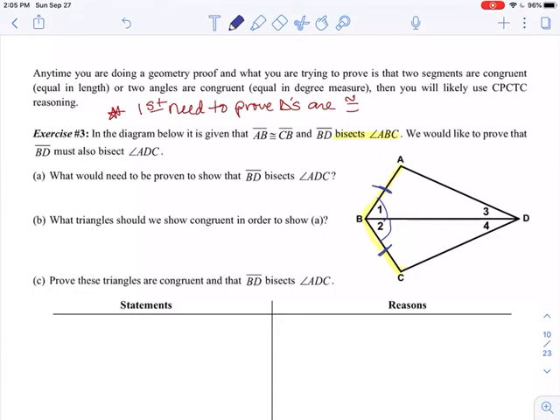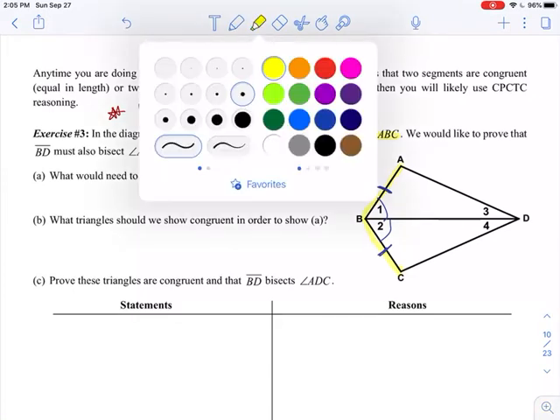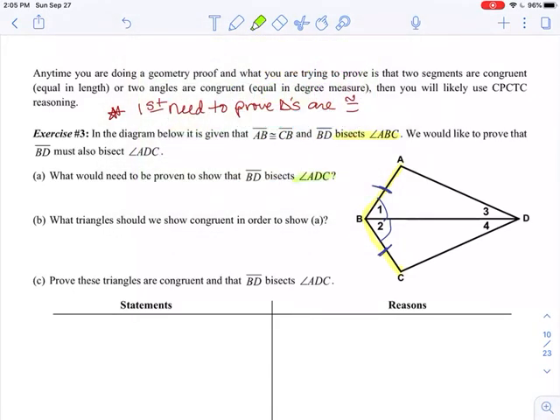We would like to prove that BD must also bisect angle ADC. All right, so what would we need to prove to show that BD bisects ADC? ADC is over here. If I want to prove that ADC is being bisected, then I really would have to show that angle 3 and angle 4 are congruent to each other. If angle 3 and angle 4 were congruent, then that would make BD the bisector of ADC. What triangles should we show congruent in order to show that? Well, the triangle on the top, triangle ABD, and the triangle on the bottom, triangle CBD.